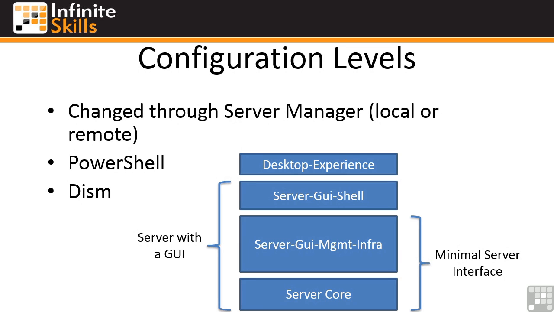So we have the Server Core lowest configuration level. This is the bare minimum set of operating system that must be installed. We then have something called Minimal Server Interface. You may see it referred to as MinWin. And this is Server Core with the management tools and management infrastructure installed.